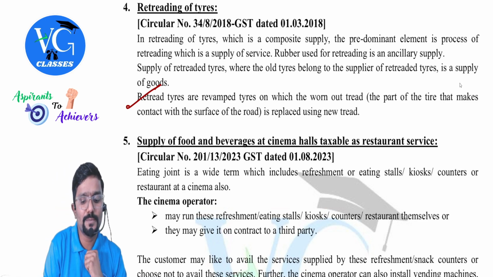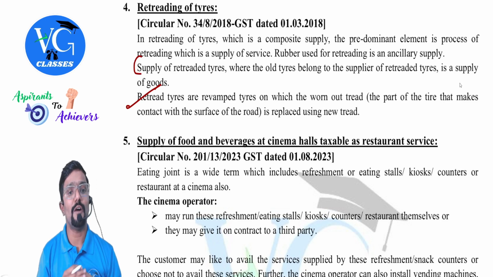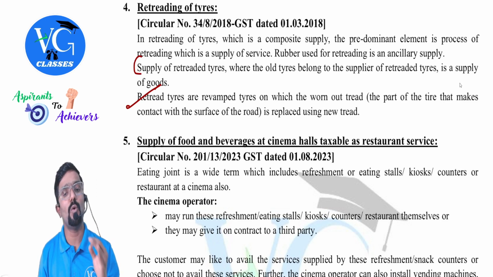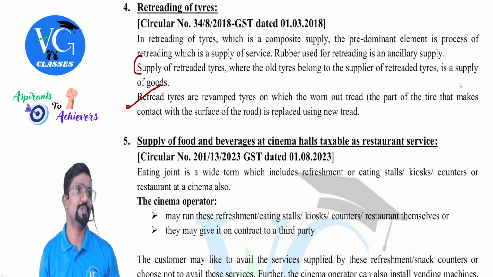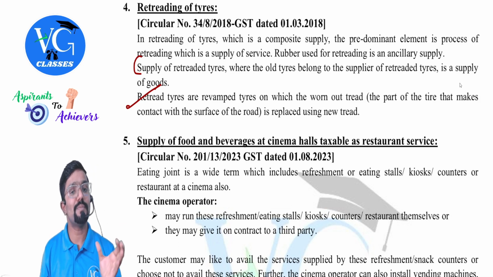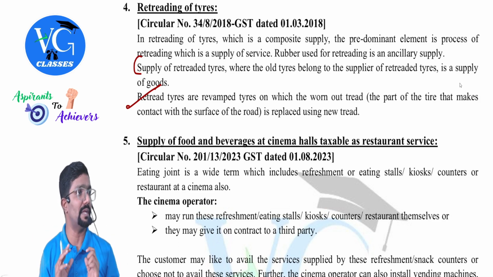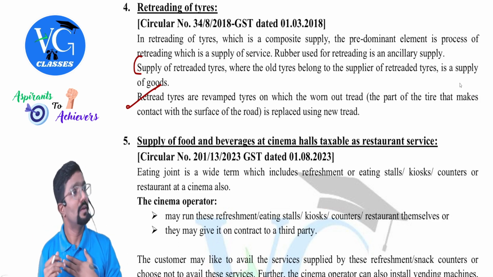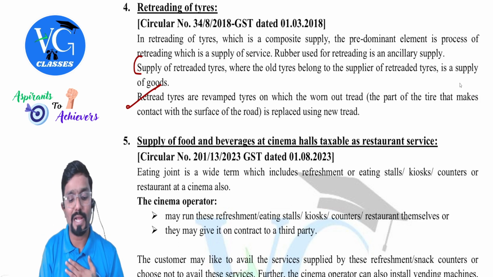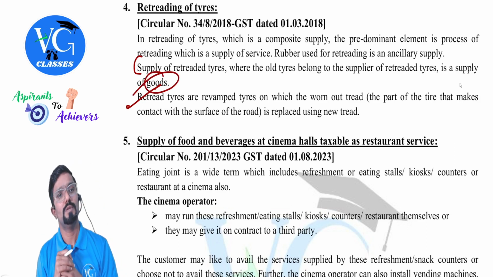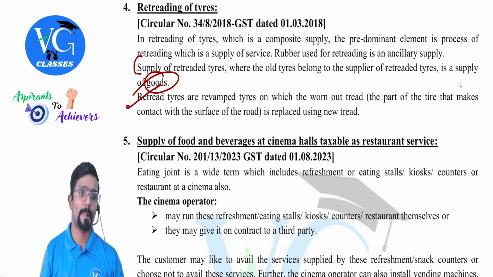Okay, coming back to this paragraph. Supply of retreaded tires, where the old tires belong to the supplier of retreaded tires, is a supply of goods, guys. Clear? Sir, we are replacing your old tire with our tire. And the tire belongs to whom? The supplier. So it would be what, guys? Supply of goods.